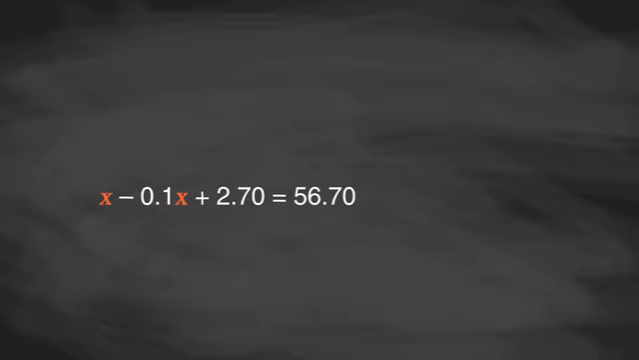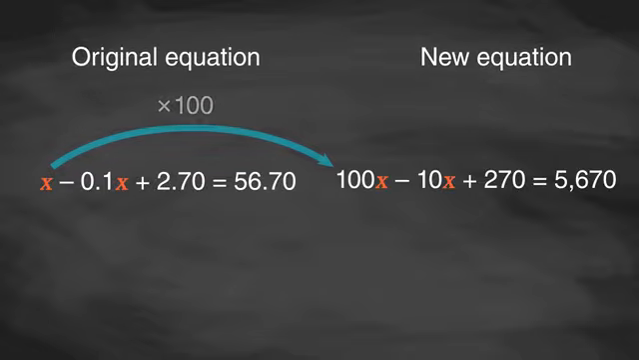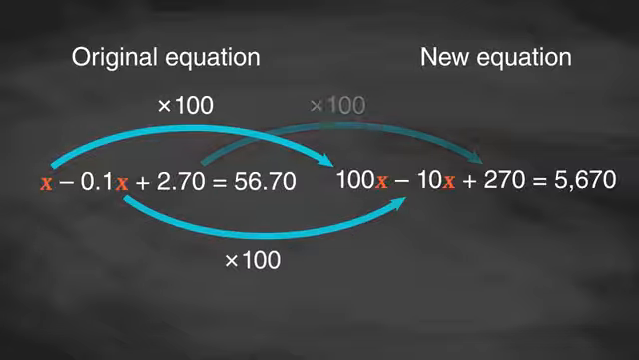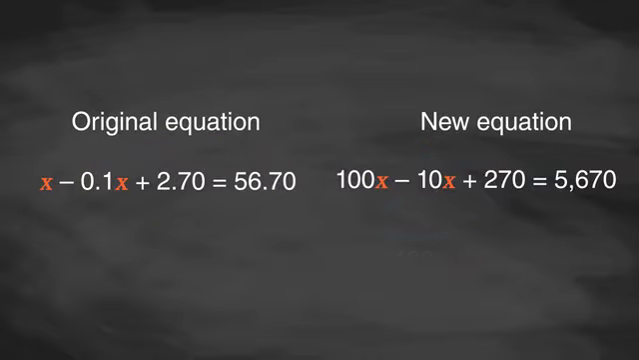$56.70. Look at this new equation. 100x minus 10x plus 270 equals 5,670. The new equation is a result of performing a move on the original equation. Notice that multiplying both sides of the original equation by 100 results in the new equation. You can multiply both sides of an equation to form an equivalent equation. Both equations have the same solution because they are equivalent.